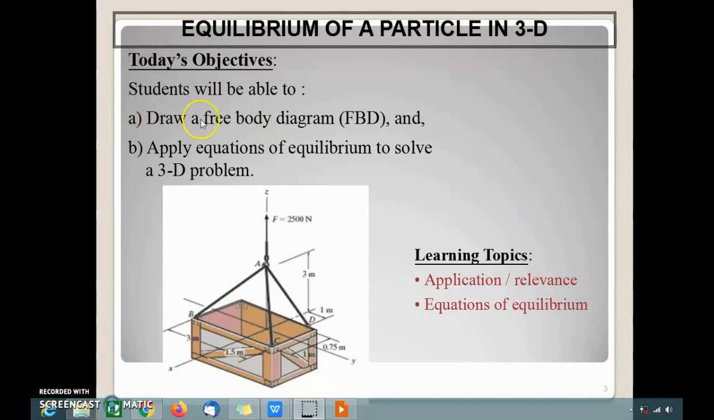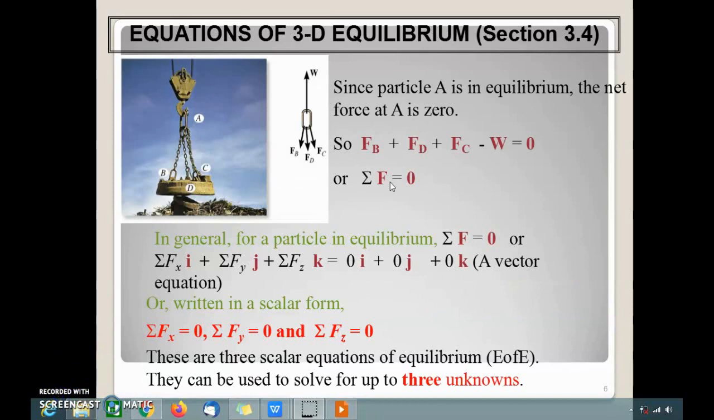First is to draw a free body diagram, and the second objective is to apply the equation of equilibrium to solve the 3D problem. A particle in 3D equilibrium has the same principle as the case of 2D equilibrium, where the total force, or summation of force, is equal to 0.